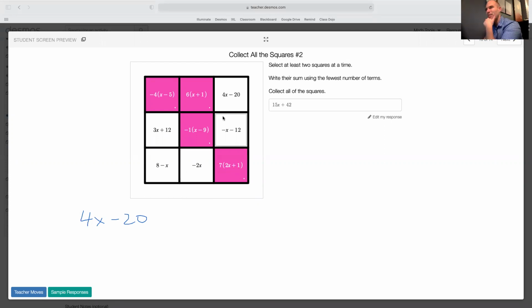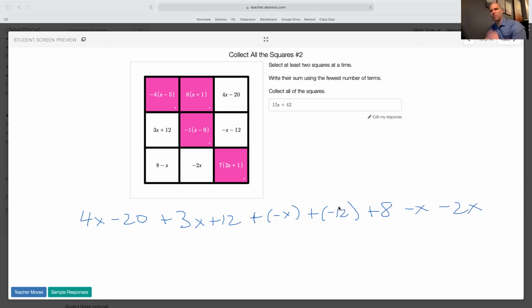All right, so 4x minus 20 plus 3x plus 12. Let's see here, plus negative x. We'll write it as plus negative 12 instead of minus 12. You can do it either way. Then plus 8 minus x and minus 2x. So I mixed it up in there. Sometimes I wrote plus negative, sometimes I wrote minus, because those two things mean the same. You just kind of switch back and forth between them.